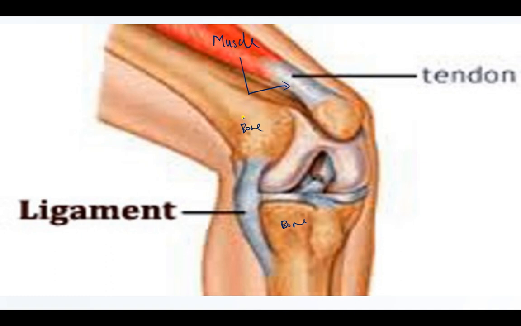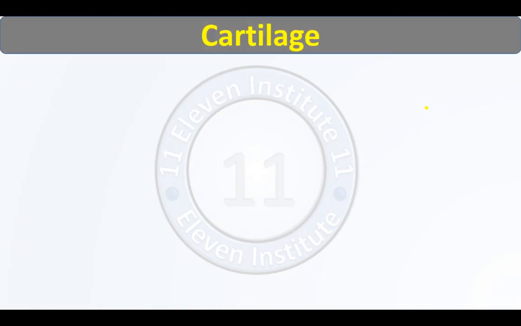Right? So two bones are connected with the help of ligament, while a muscle and a bone are connected with the help of a tendon. Ligaments have more flexibility, they are very much elastic, and tendons have less flexibility or limited flexibility. Fine, so that was about bones. Let us now move ahead and see another connective tissue, which is the cartilage.